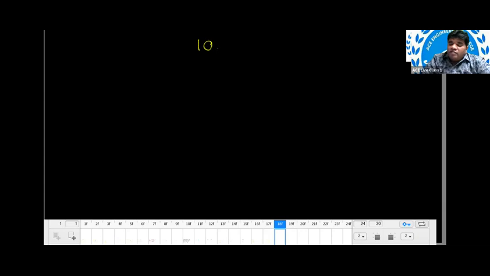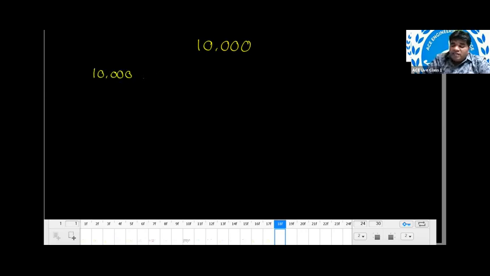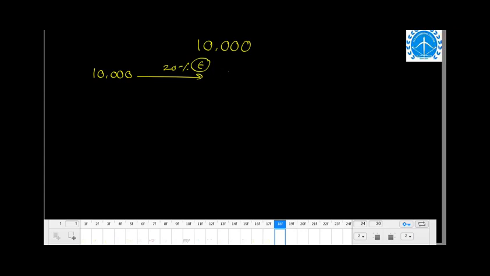Tell me, in total in a library, how many books do we have? 10,000 books, sir. In a 10,000, 20% is English. So how many English books? In a 10,000, 20% means how many books?